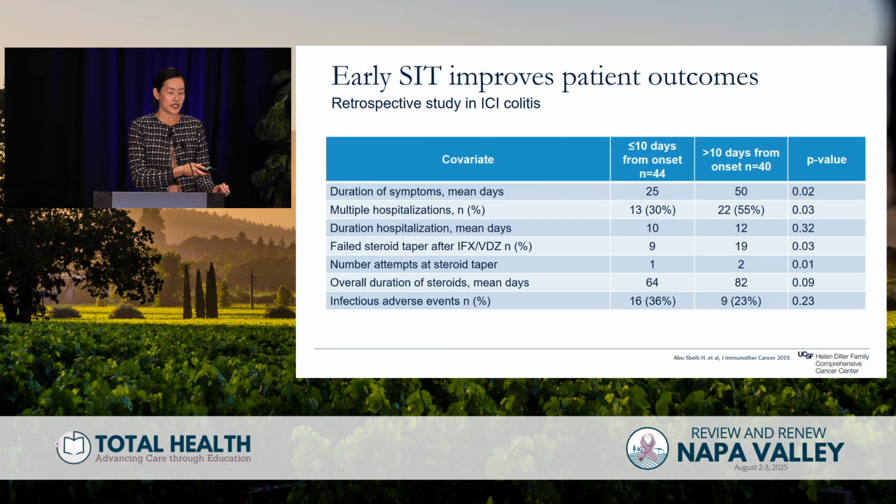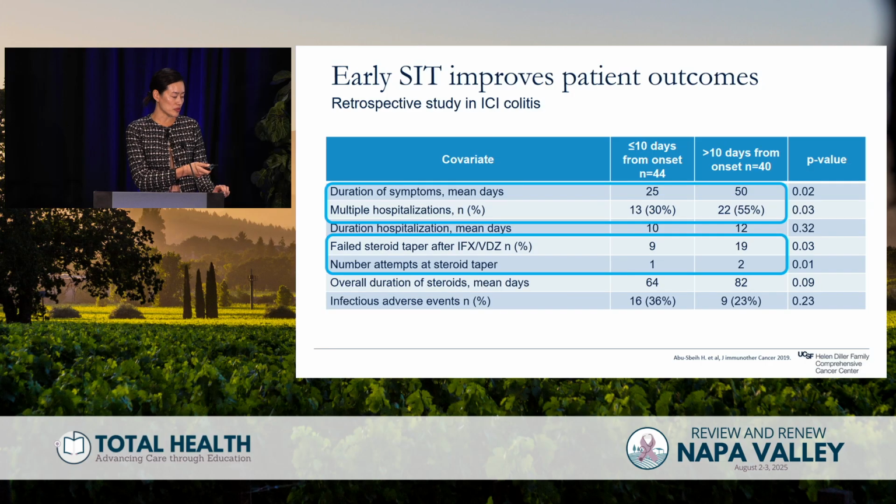I think that there's little downside to implementing this early. There is data that when we start selective immunosuppressive therapy earlier, it actually does help to improve patient outcomes, specifically the duration of the symptoms, the number of hospitalizations that will be required, and also the length of the steroid taper. So here you can see the data for starting a selective immunosuppressant either less than 10 days out versus more than 10 days out, with clear benefit for earlier intervention.